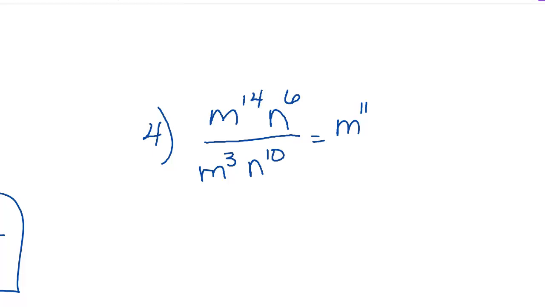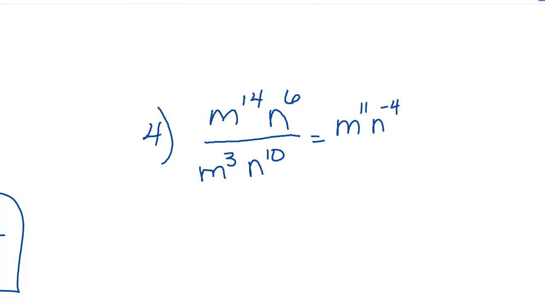Now we're going to go on to our next bases. We have like bases of n. So we're going to take 6 minus 10. 6 minus 10 is negative 4. And so whenever we're doing these simplifying, we're just going to simplify what we have, and then we might need to make some movements.